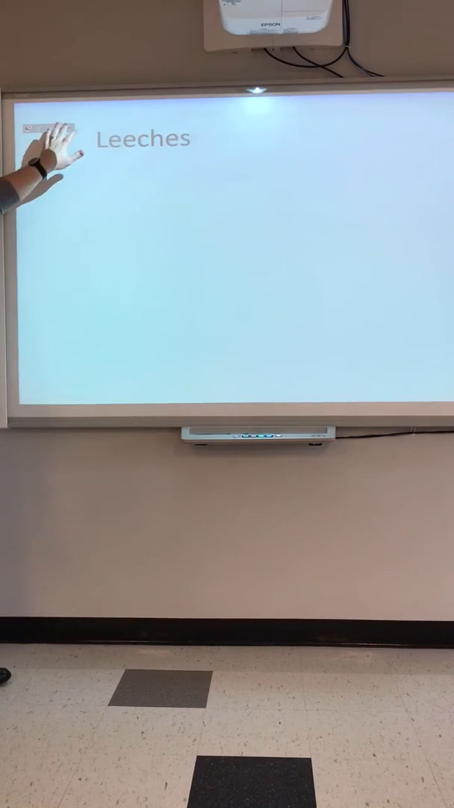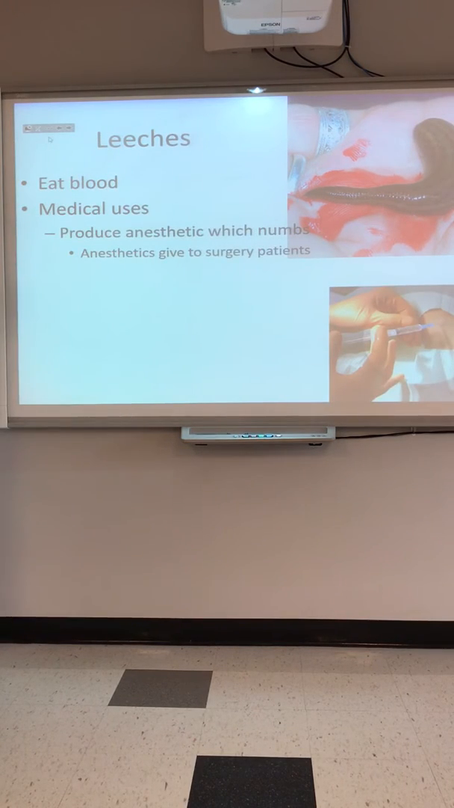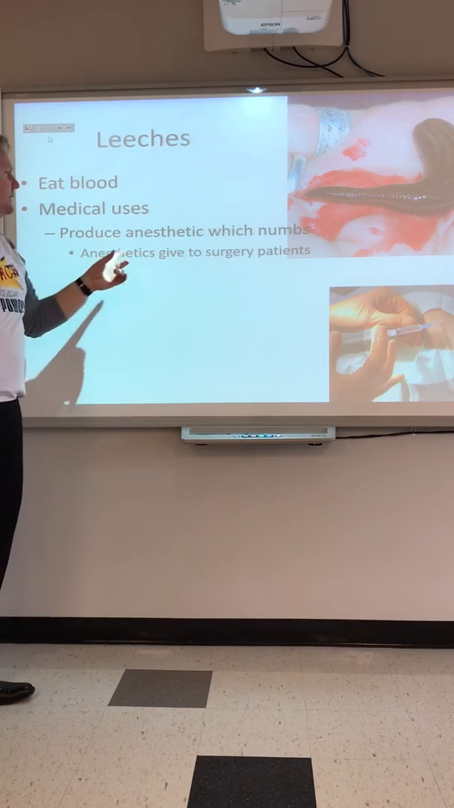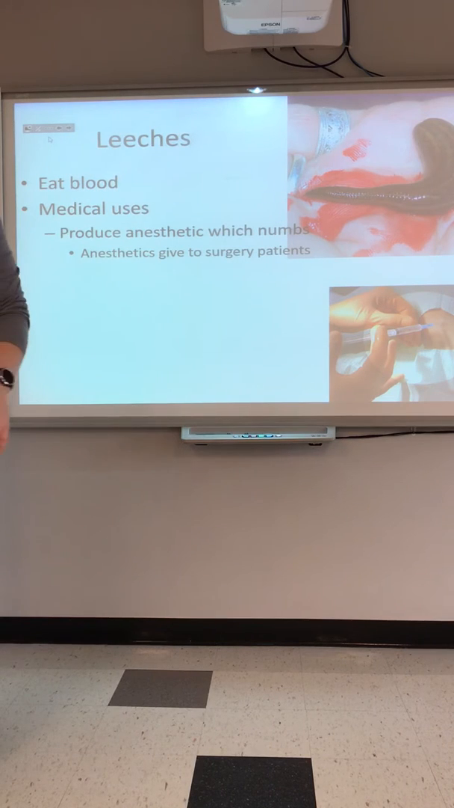Leeches. Now we're going to talk about some other types. Leeches eat blood. That's what they do. Already nutrient-rich blood. They do have medical uses. They produce anesthetic, which numbs. Anesthetics are given to surgery patients before surgeries. So we've been able to take the item that they produce naturally and use it for what we need.